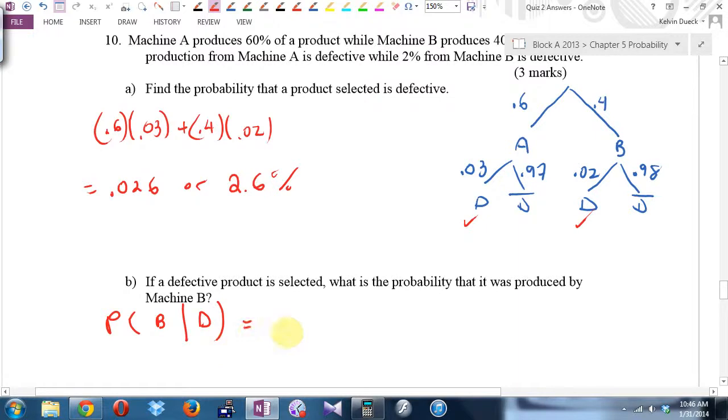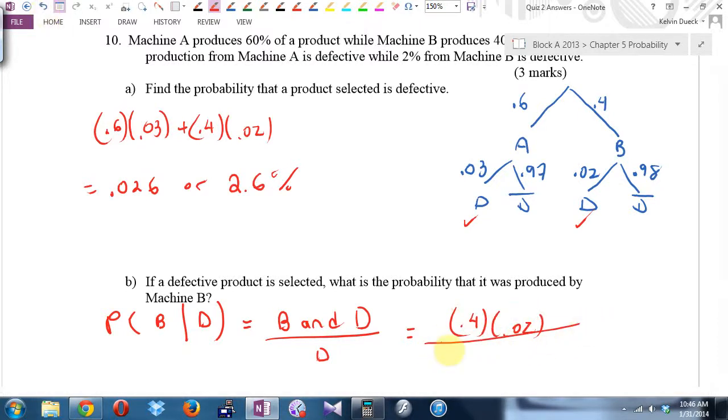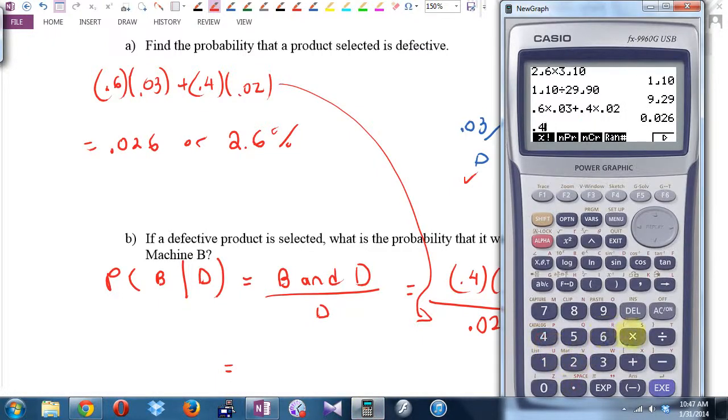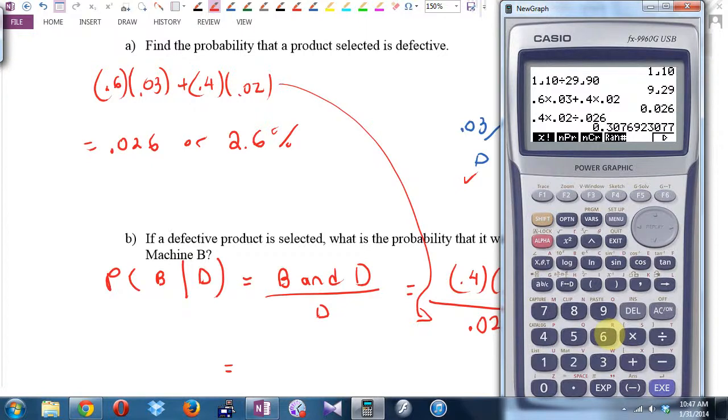Which is B and D, 0.4 times 0.02. Whoop, that's terrible. Divided by D, which is those two branches. I could rewrite that, or I can just clue in it's 0.026 because I've conveniently already crunched that. 0.4 times 0.02 divided by 0.026. 30.77%, 0.3077.